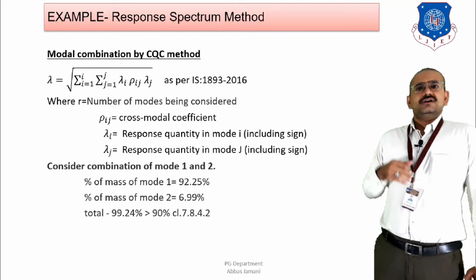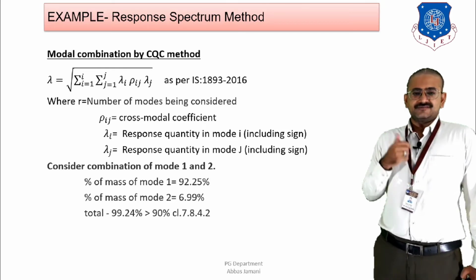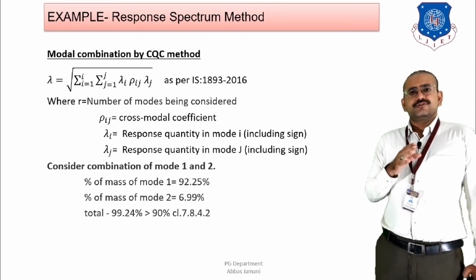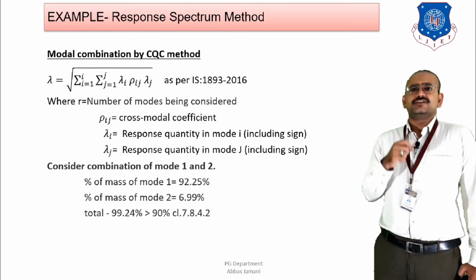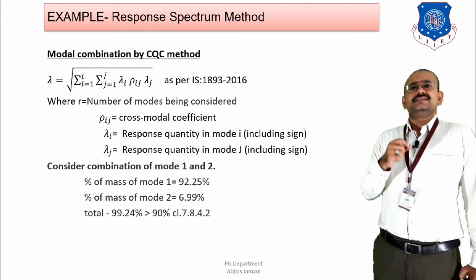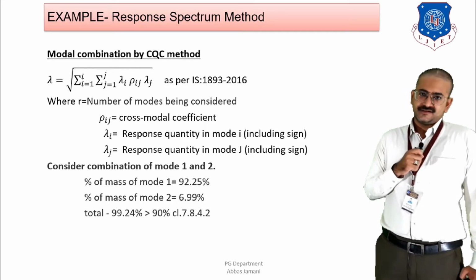Now the question comes: we are going to have three modes, as we have discussed, that if it is going to be a 3-storey building, we are going to have three modes, right? So how can the modal combination be done? The code says that you can do the combination for either of these combinations of two modes if the aggregate value of the modal mass participation is greater than 90%.